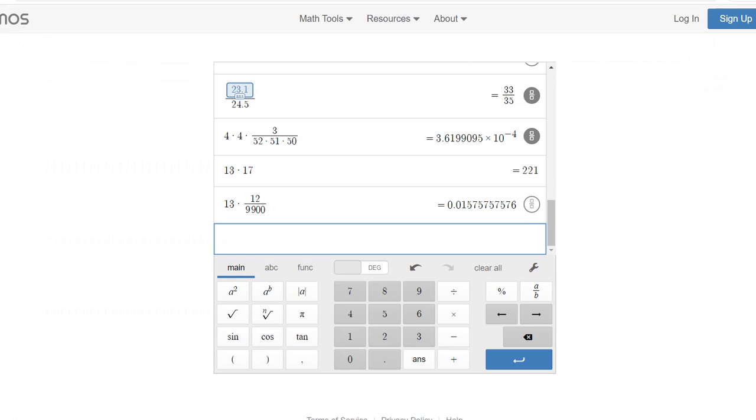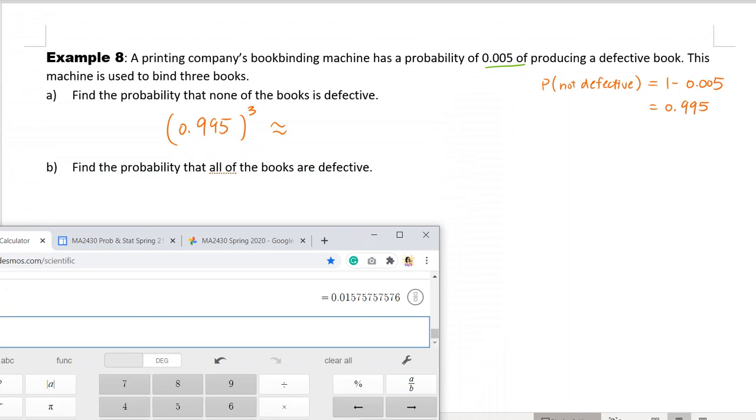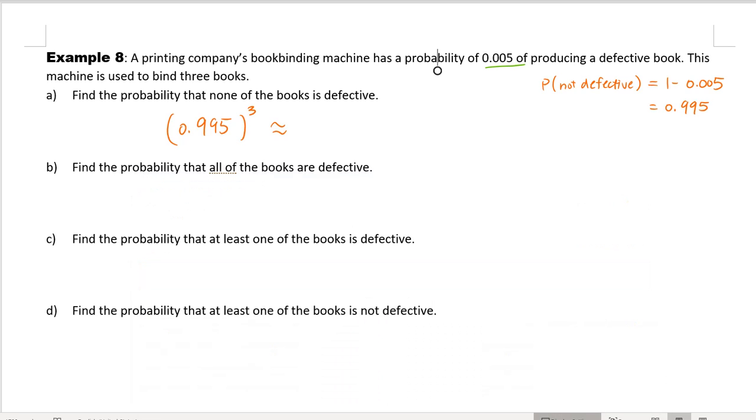Okay, and what is this number? So let's calculate. Let me make this smaller. Okay, so 0.995 cubed is 0.985. We round up, so 0.9851.